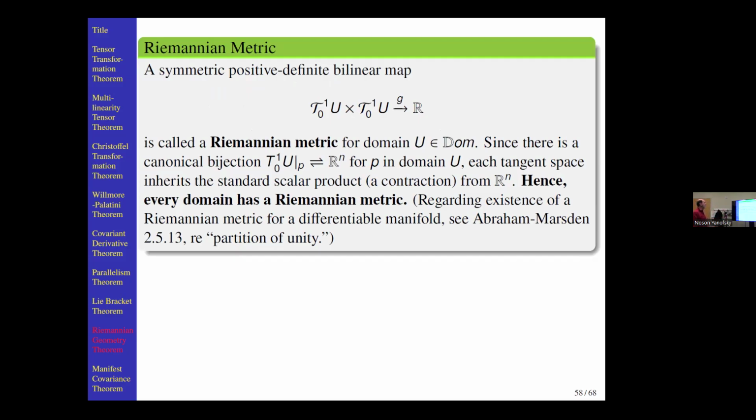Okay, so there's the definition of it, and in high school we learn how to take scalar products, and that's what it is. Except if you want to move it to a whole manifold, you have to glue together the scalar products at each of the points. And they use a partition of unity to do that. It's a standard thing, and it's in the Abraham Marsden book. I don't need to do that because I'm not using manifolds. I'm just doing it on a domain. So the Riemannian metric is a very simple thing in this context.